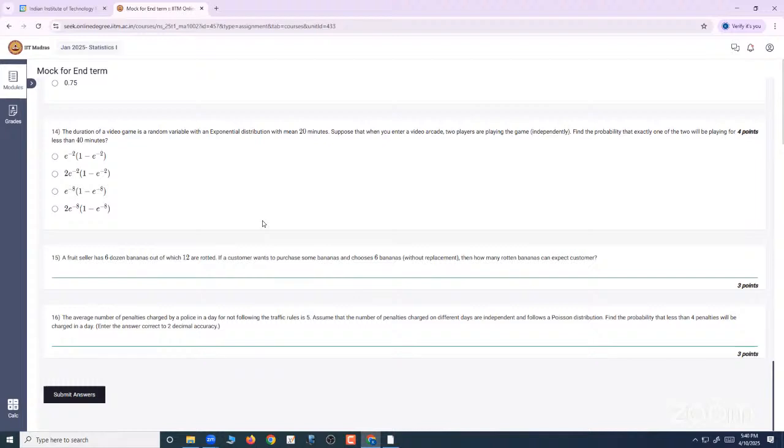Now we have to find the probability that exactly one of the two will be playing for less than 40 minutes. Let's consider A as one player and B as another player. So what is the equation that you would be trying to find? Can anyone tell me? Read the question carefully, think about it and tell me the probability you will be finding. Just consider A as player 1 and B as player 2.